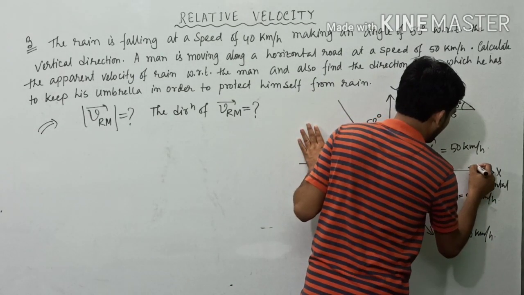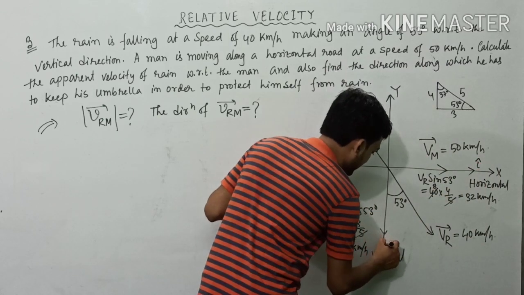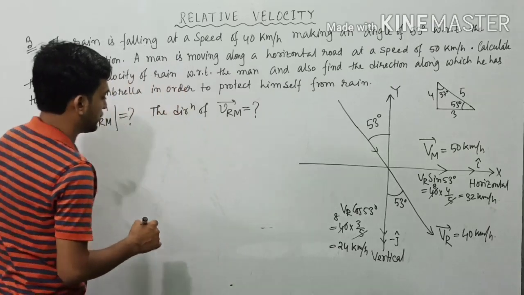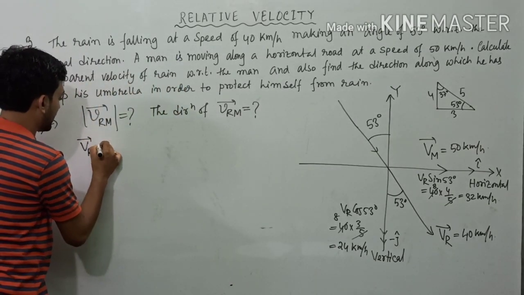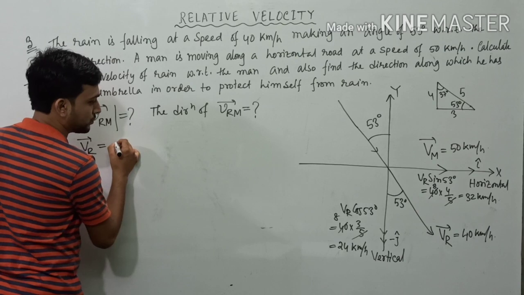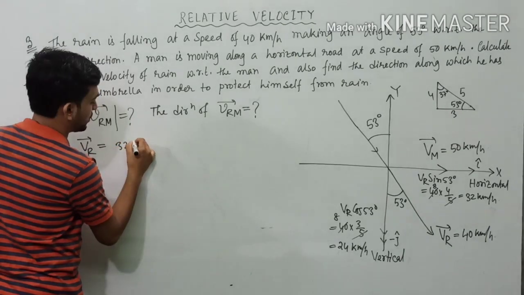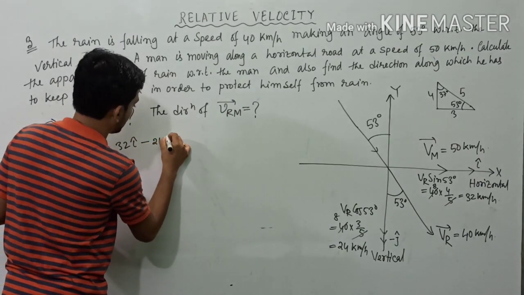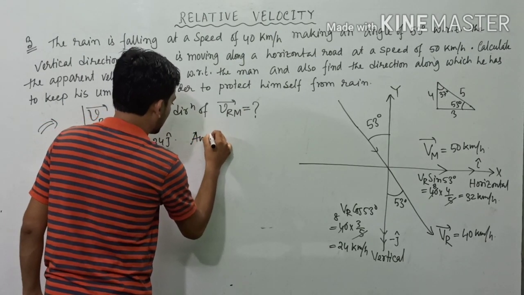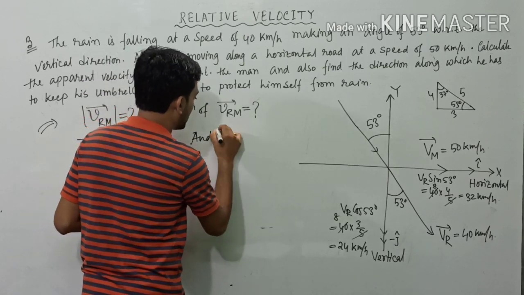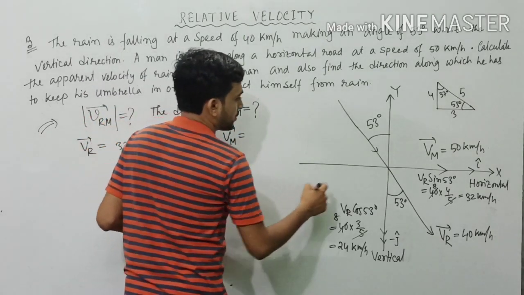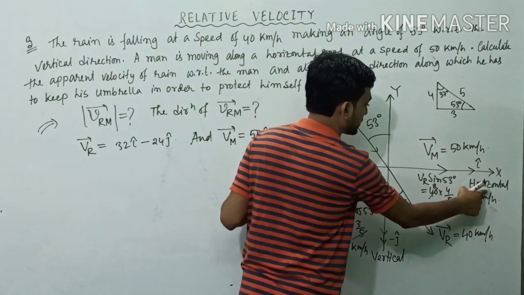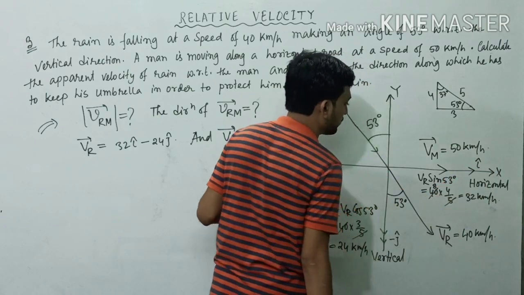Now the unit vector along positive x-axis is i cap and unit vector along negative y-axis is minus j cap. So actual velocity of rain can be written as Vr vector equal to 32 i cap minus 24 j cap, and actual velocity of man can also be written as 50 i cap, because the man is moving along horizontal direction and the horizontal direction is chosen along positive x-axis.